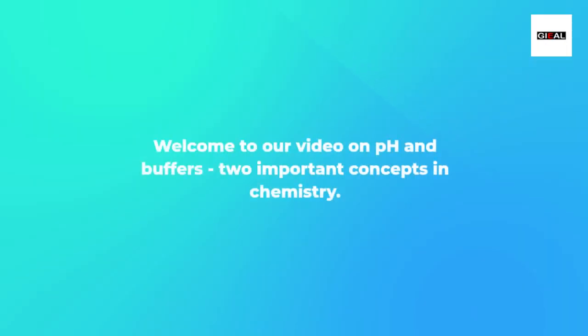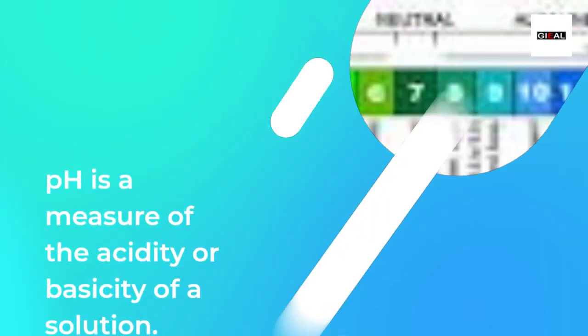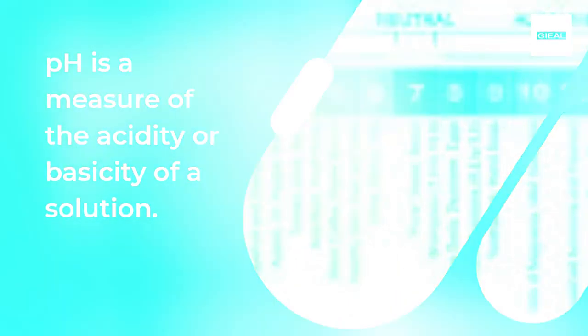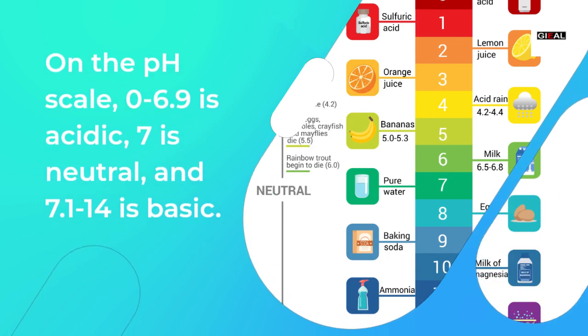Welcome to our video on pH and buffers, two important concepts in chemistry. pH is a measure of the acidity or basicity of a solution. On the pH scale, 0-6.9 is acidic, 7 is neutral, and 7.1-14 is basic.